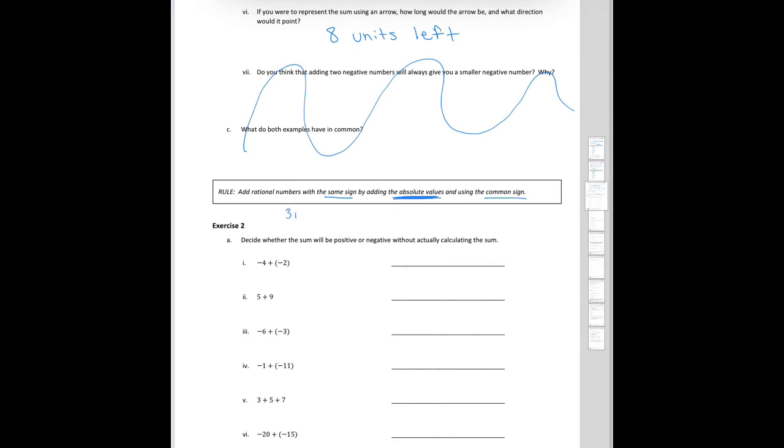For example, 3 plus 5 equals 8 because these are both positive, whereas negative 3 plus negative 5 equals negative 8 because the absolute value of negative 3 is 3 and the absolute value of negative 5 is 5. If we added those together, it would equal 8, but these are both negative, so we want to make sure we keep that negative sign. If you need a refresher, an absolute value is the distance from 0, and it is always positive.